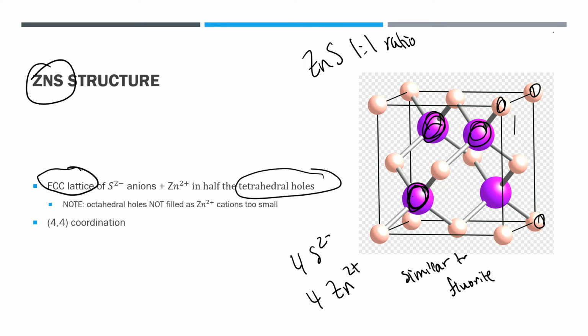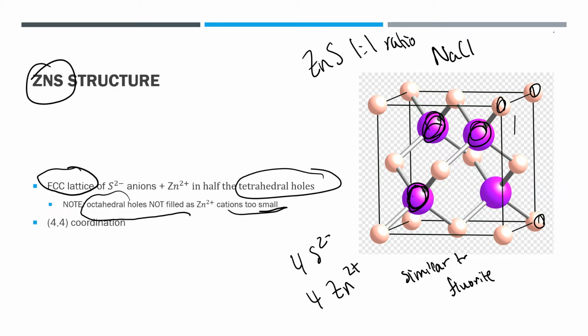But remember, you might think a good question to ask is, what makes this different than NaCl? Right? Why don't we just have an FCC lattice with the zinc filling the octahedral holes like we had with an NaCl structure? The reason is that octahedral holes are not filled because the zinc cations are too small. Zinc cations are too small. So remember, tetrahedral holes are the smallest holes. Then we have octahedral, and then we have our cubics.